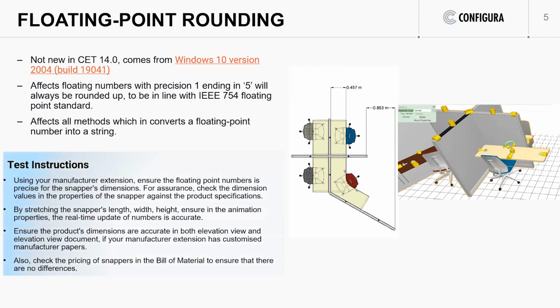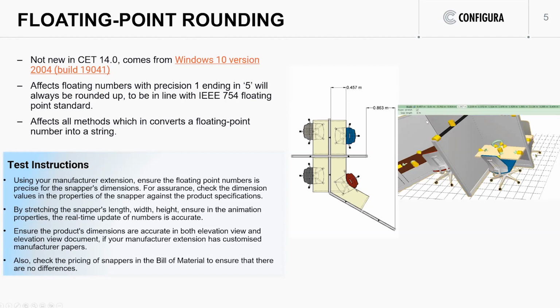By following these test instructions, using your manufacturer extension, ensure that the floating point numbers are precise for the snapper's dimensions. For extra assurance, you can check against the product specifications just to make sure it doesn't change or give any inaccuracy in terms of rounding up numbers. And by stretching the snapper's length, width, and height, as you can see here, I'm using an example, a commercial interior example using Figure Office.